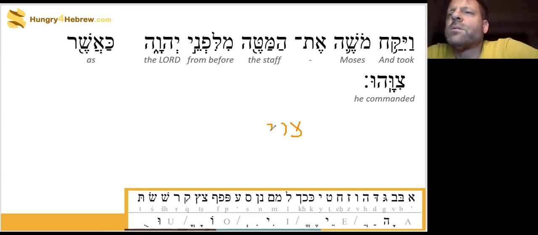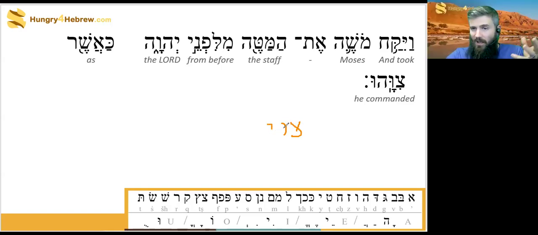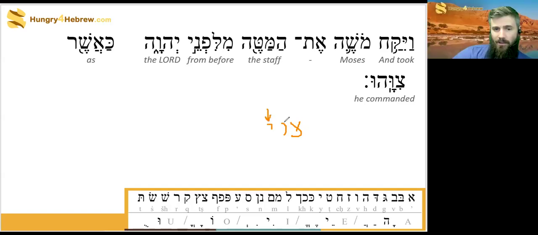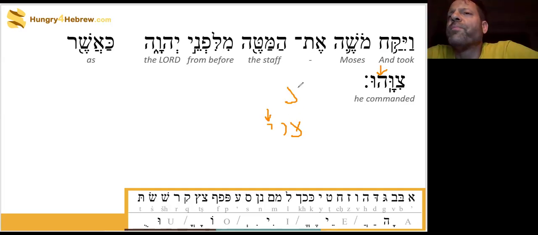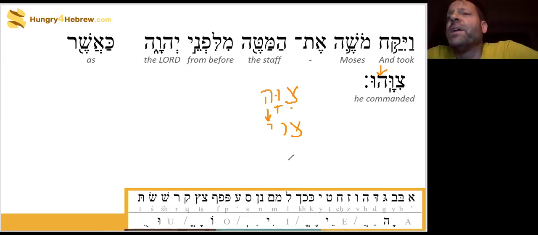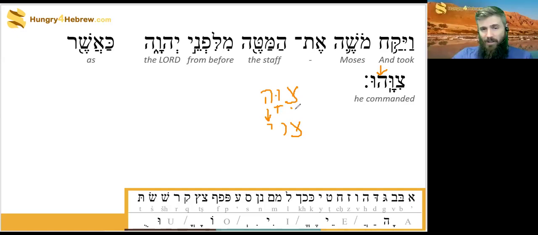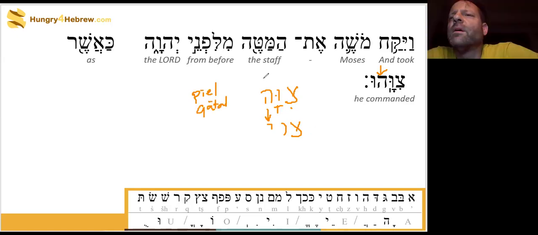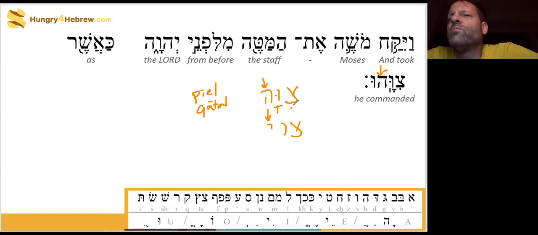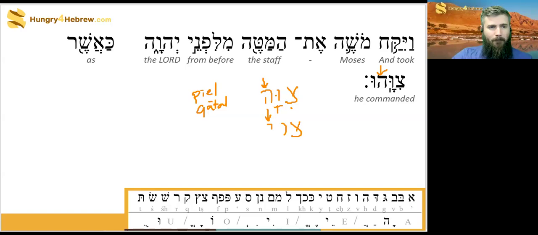The root is tzadi vav yod. We know this root from words like mitzvah, mitzvot. Command, exactly. There is a missing yod of the root. Why is there a hey? Is that the tziva of the word tziva? Tziva is qatal, yes? Right, tzivu is the plural qatal form. But this hey, is that a root letter? No.